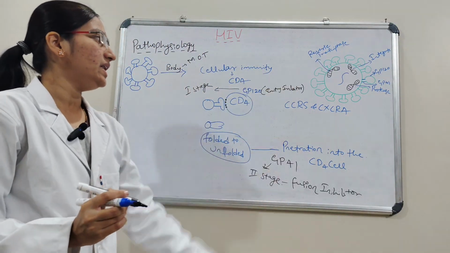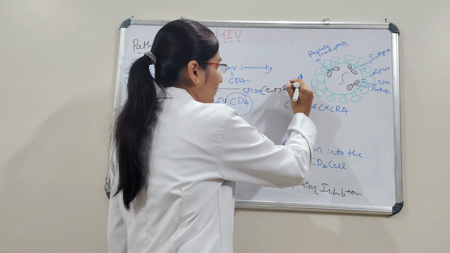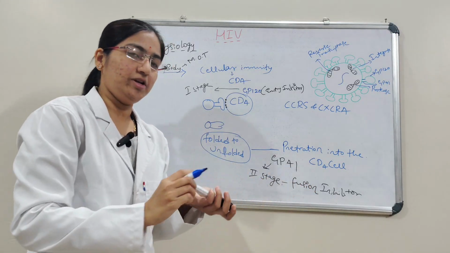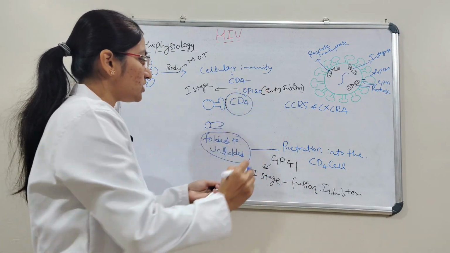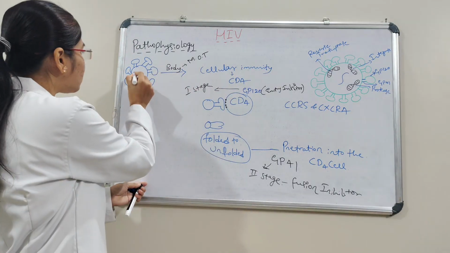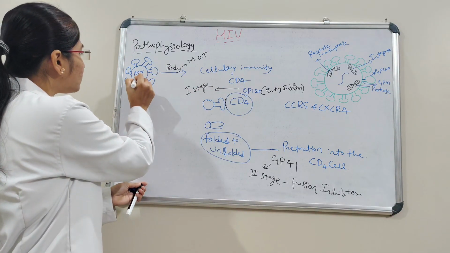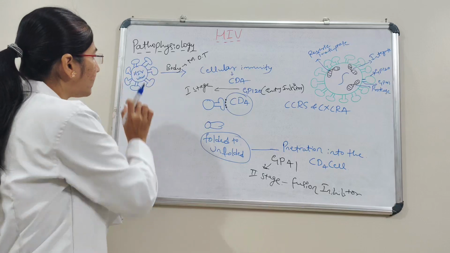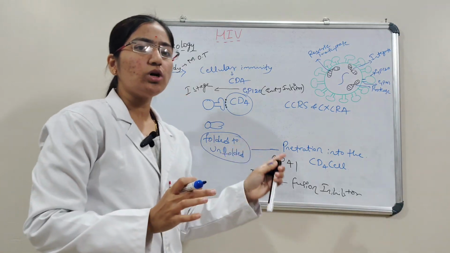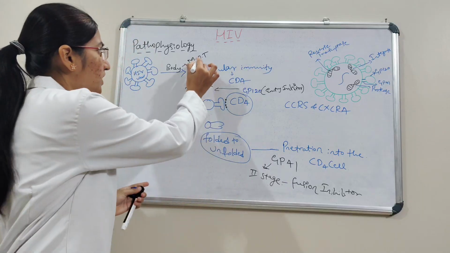This is an entry inhibitor. This one is a fusion inhibitor. This one is the first stage, this one is the second stage. Listen, this is the HIV virus, a single stranded RNA virus, which takes entry into the body through the proper mode of transmission.